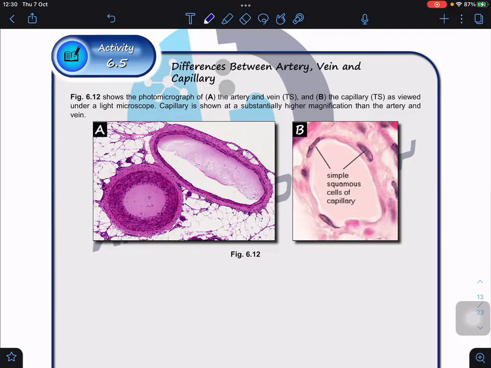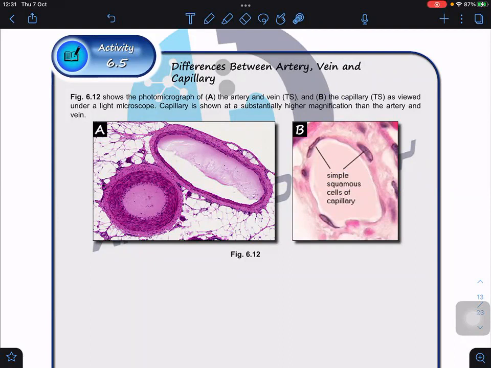So same magnification. But A and B are not the same, because the capillary is shown in figure B at a higher magnification compared to the artery and vein in A. Why? Because they are two different photos. You can see that these are simple squamous epithelial cells, or we call them endothelial cells. The nucleus here is very, very thin. So they are not the same magnification, much higher for the capillary.